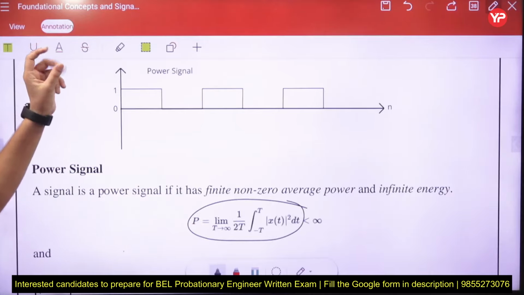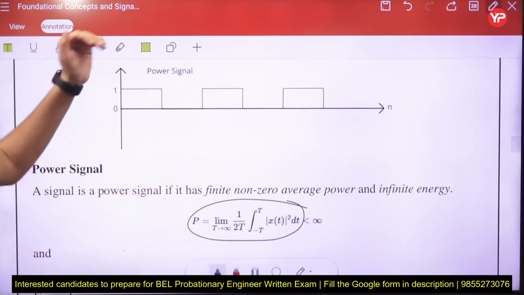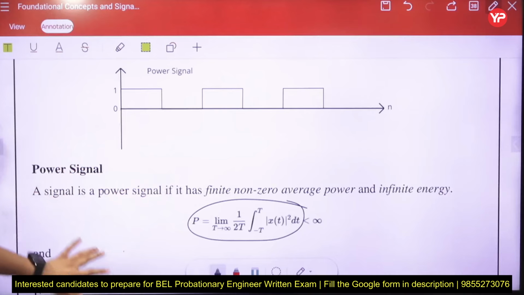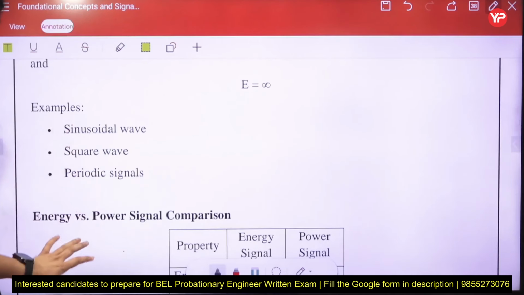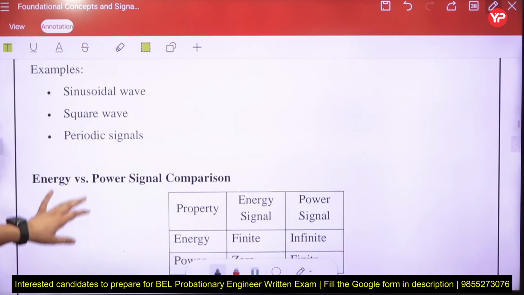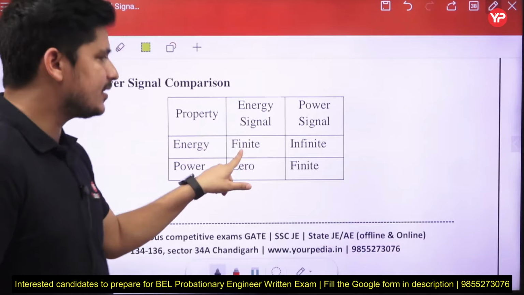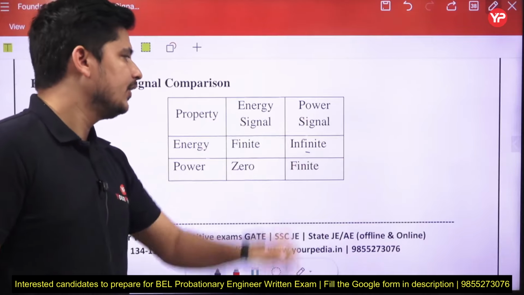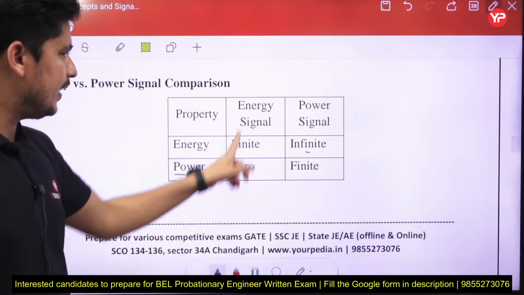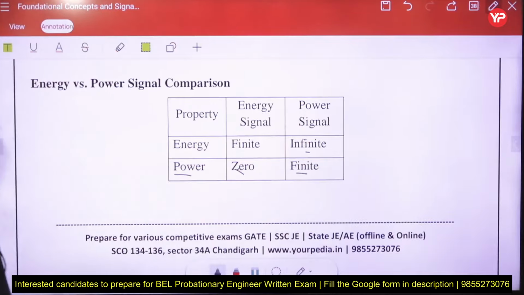an energy signal is 0, and if you are calculating the energy of a power signal, that will be infinite. These are the examples, that all the periodic signals generally are power signals. That's the property. Energy of an energy signal is finite, but power is 0. Power of an energy signal is 0, but power of a power signal is finite.